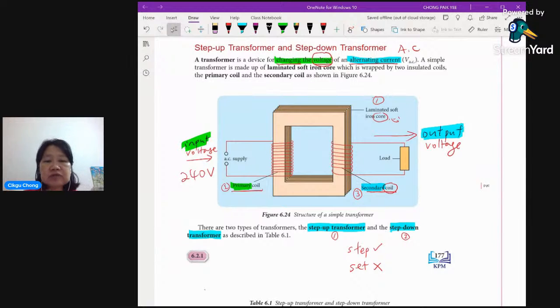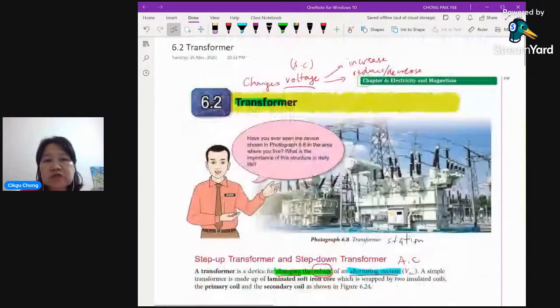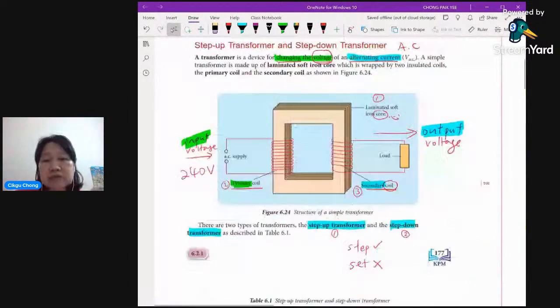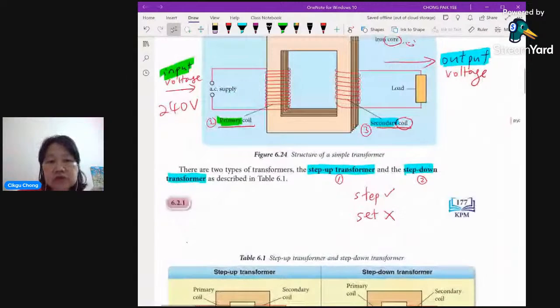Next thing we need to see is how many types of transformers there are. Just now we said the function of a transformer is either to increase or decrease the voltage. So there are two types. Your transformer can either increase the voltage or reduce the voltage. The two types of transformer are the step up transformer and the step down transformer.